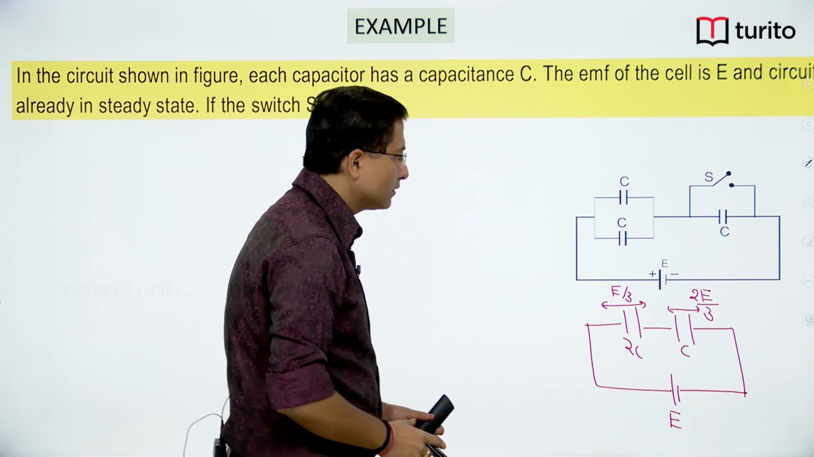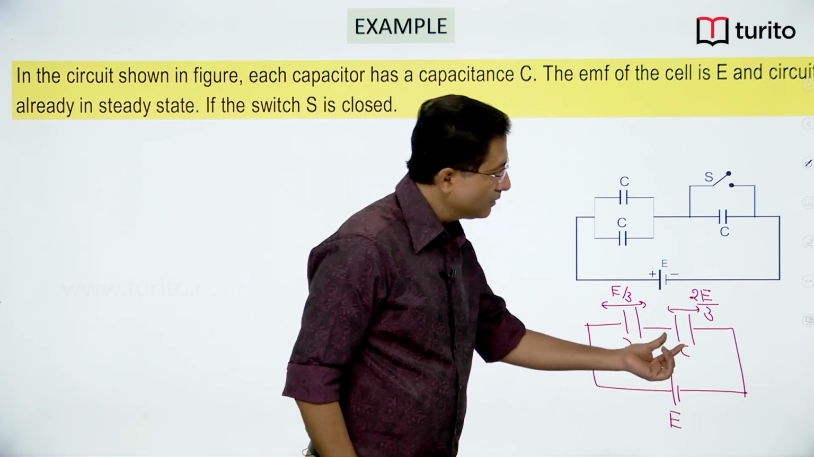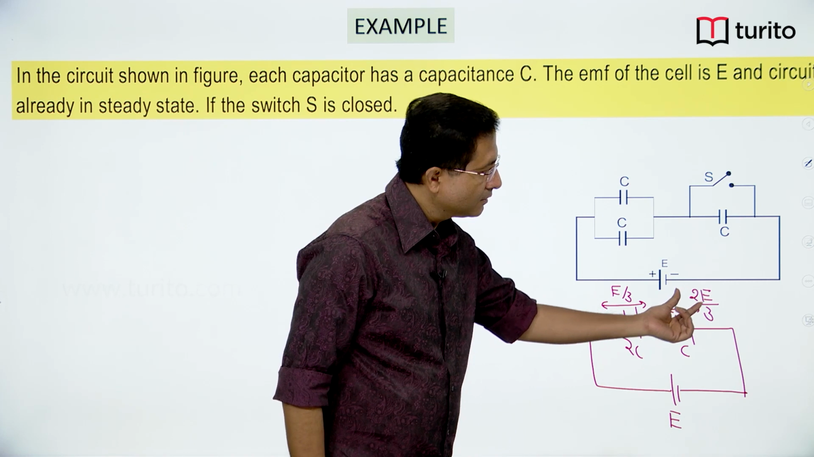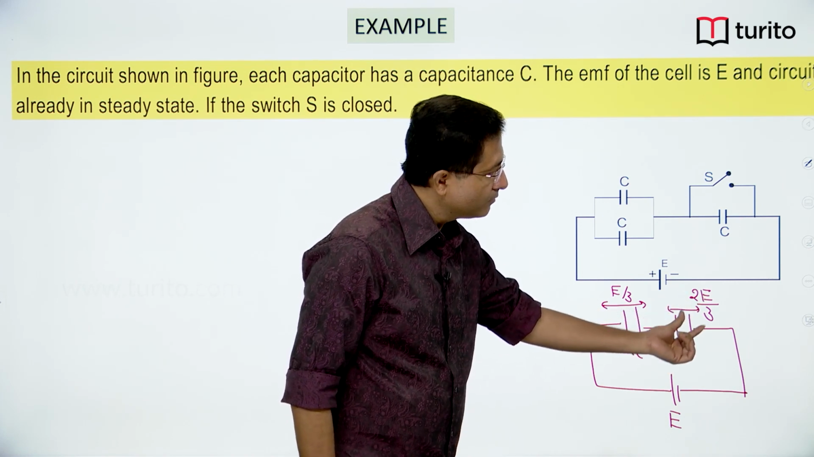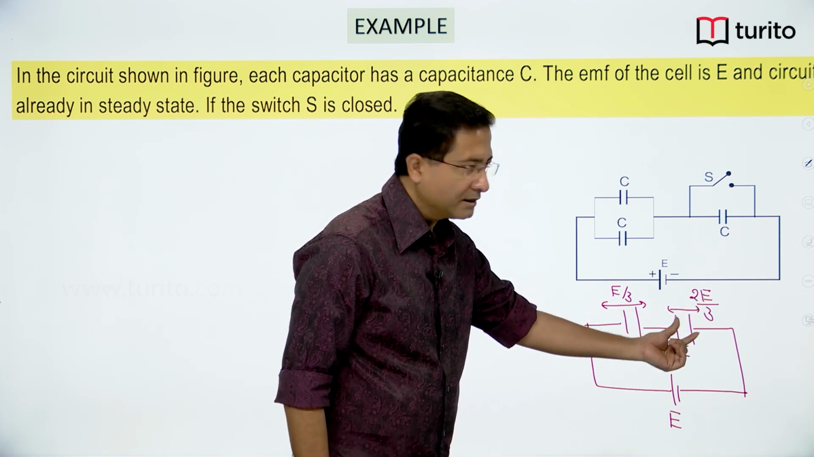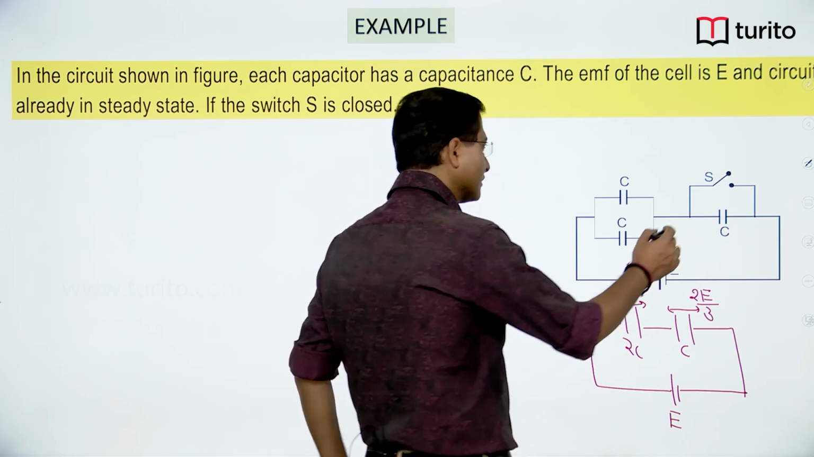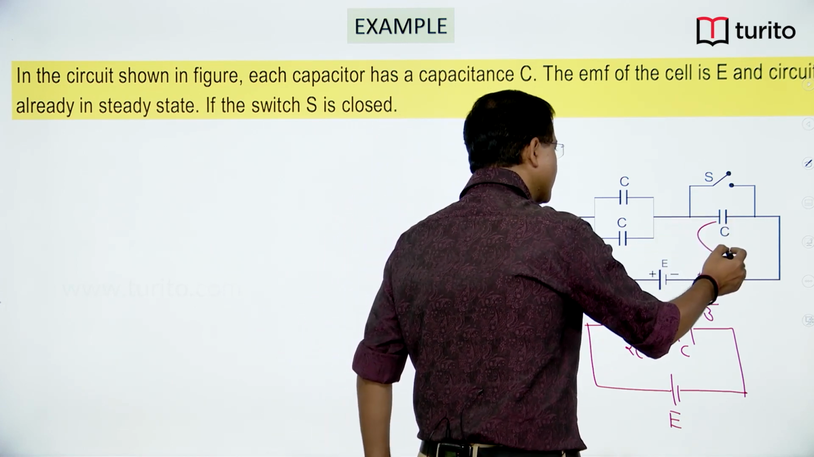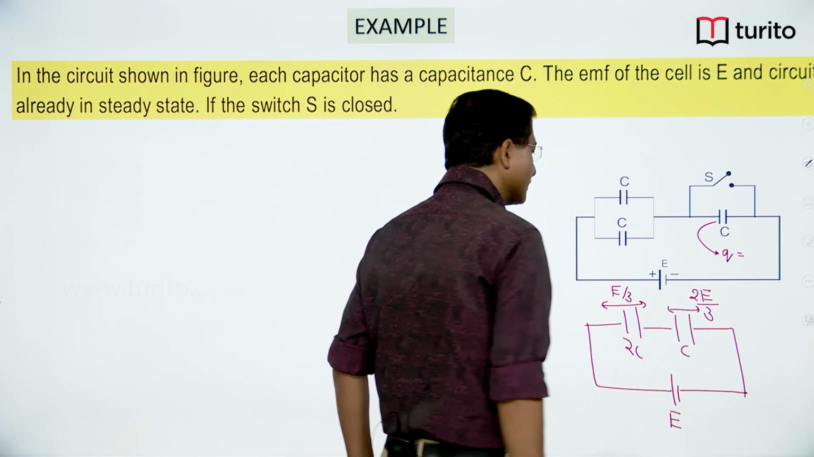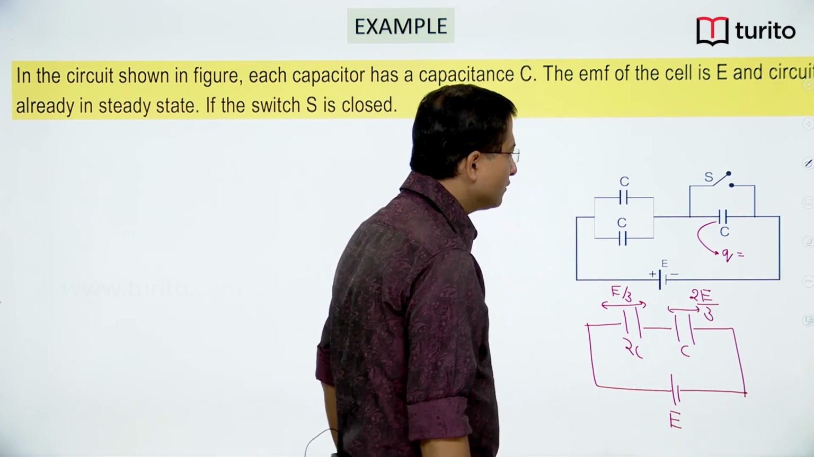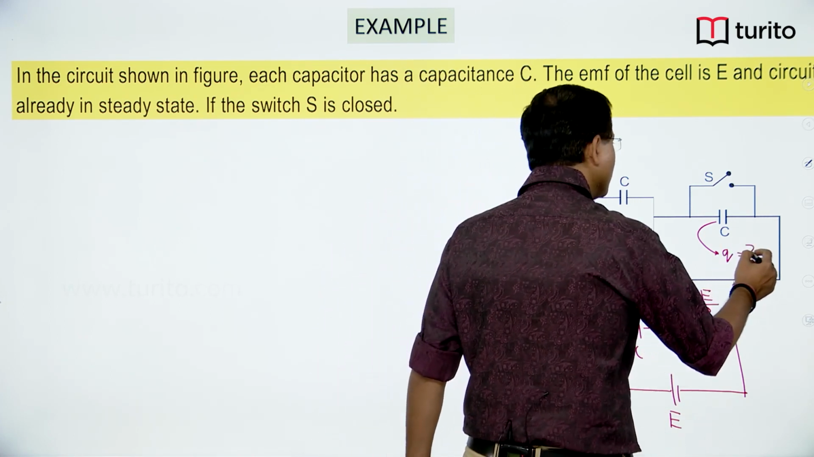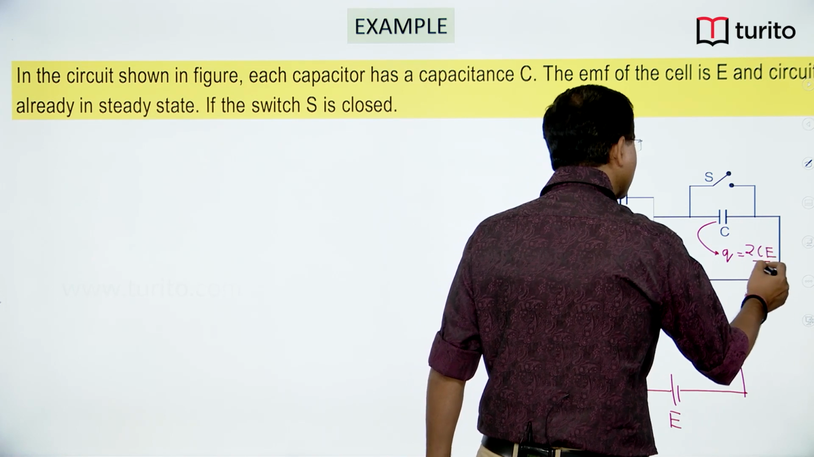Now if this one is having voltage drop 2E by 3, the charge on this capacitor, Q, will be Q is equal to CV. That means 2CE by 3 will be the charge on this capacitor.